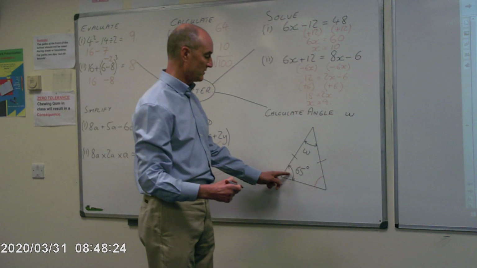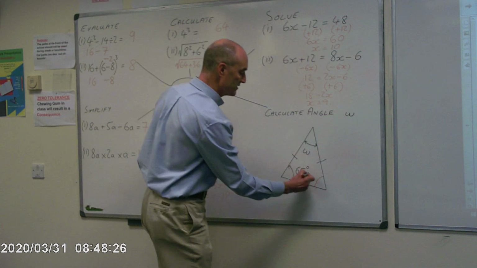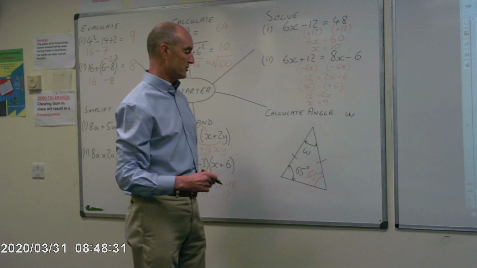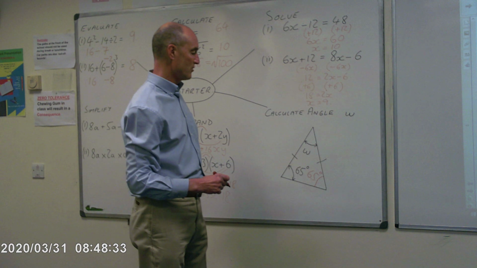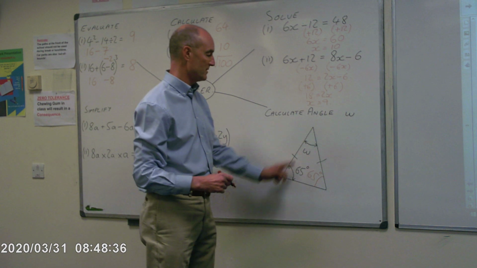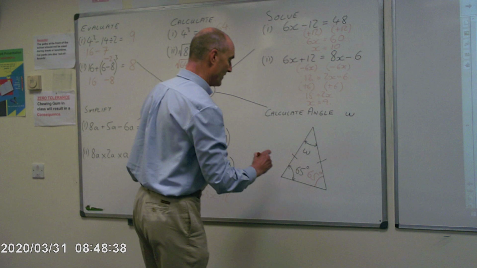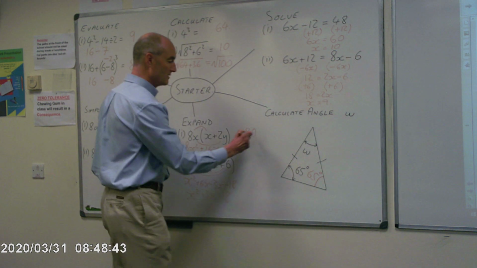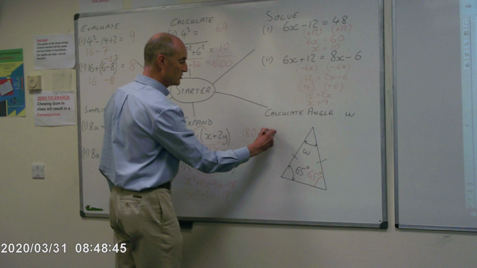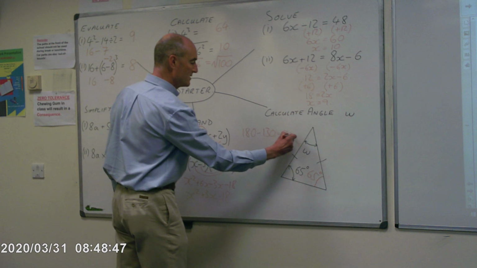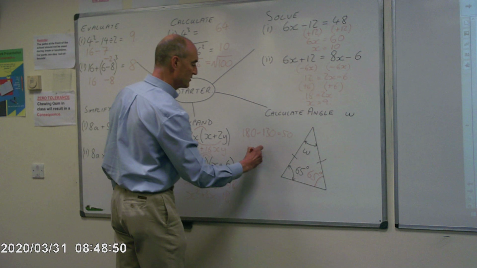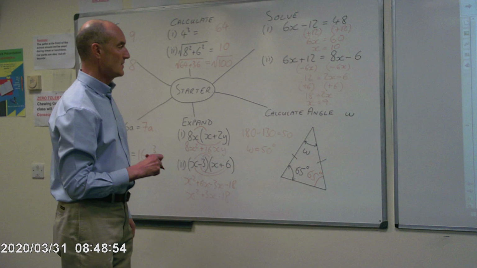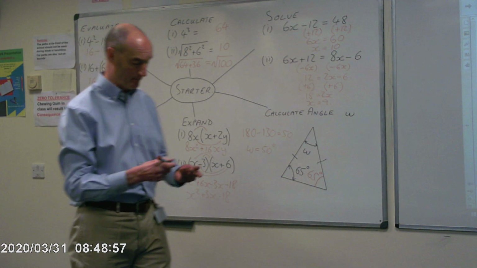So 65 degrees here, this will be 65 degrees as well. Two lots of 65 gives us 130 degrees that we've used up inside our triangle. We have 180 degrees inside any triangle. 180 subtract the 130 we've used up gives us 50, so the value of w is 50 degrees.